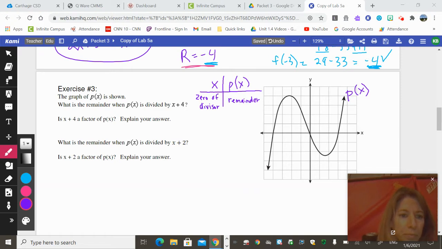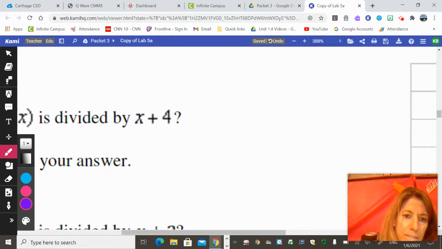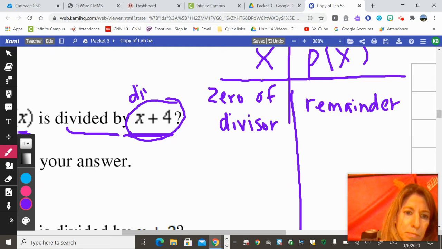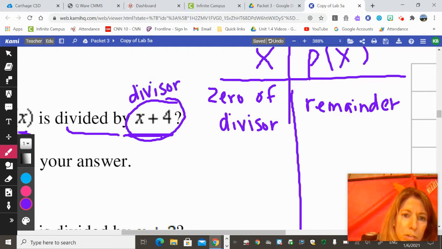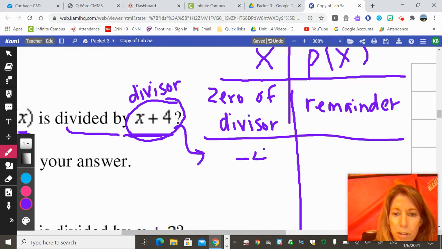All right, so it says, what is the remainder when this function p of x is divided by x plus 4? Well, if it's being divided by this, that means this is my divisor. So the input is going to be the zero of that divisor. We're going to have different scenarios. So the zero of the divisor would be -4.